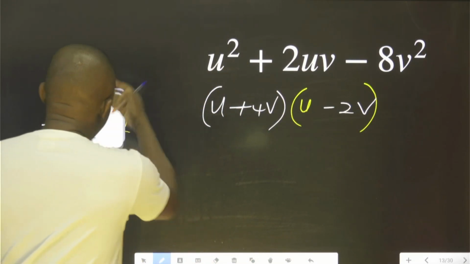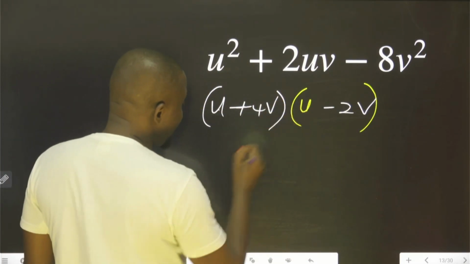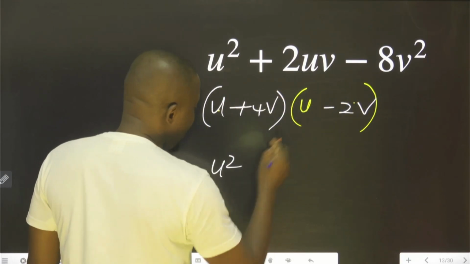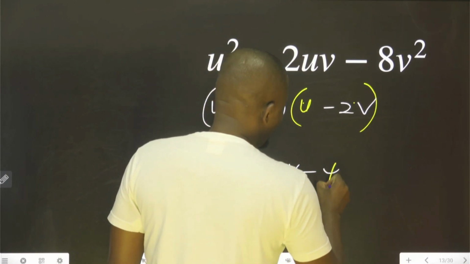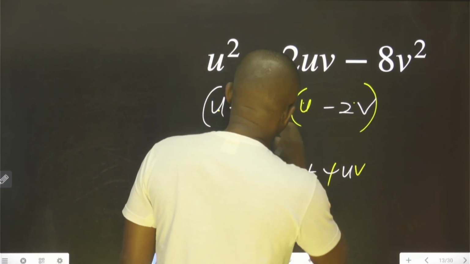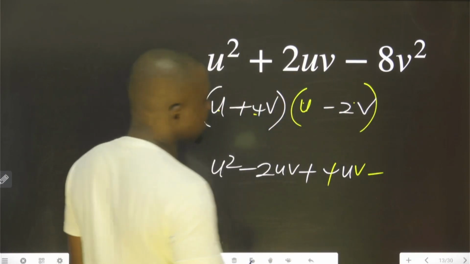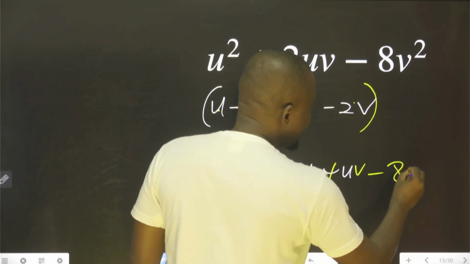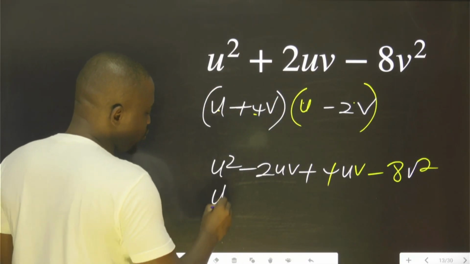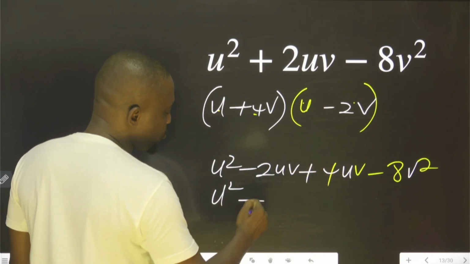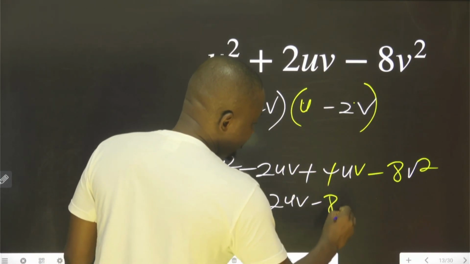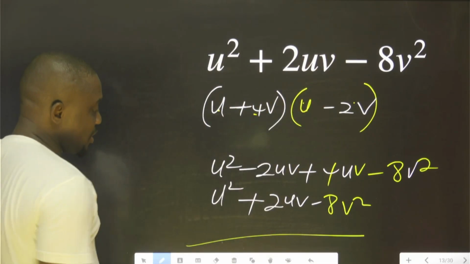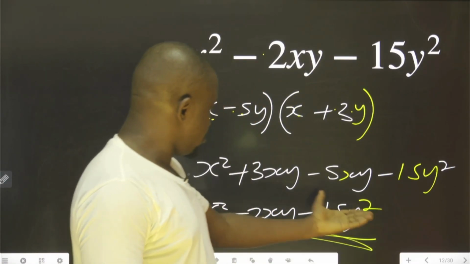Okay? If you expand this, the same thing. This multiplied by this is u squared. This multiplied by this is minus 2uv. This multiplied by this is plus 4uv, I mean. This and this will give us minus 8v squared. Okay? U squared now. These two will produce plus 2uv minus 8v squared. The same thing with that, okay? Just like this, okay?